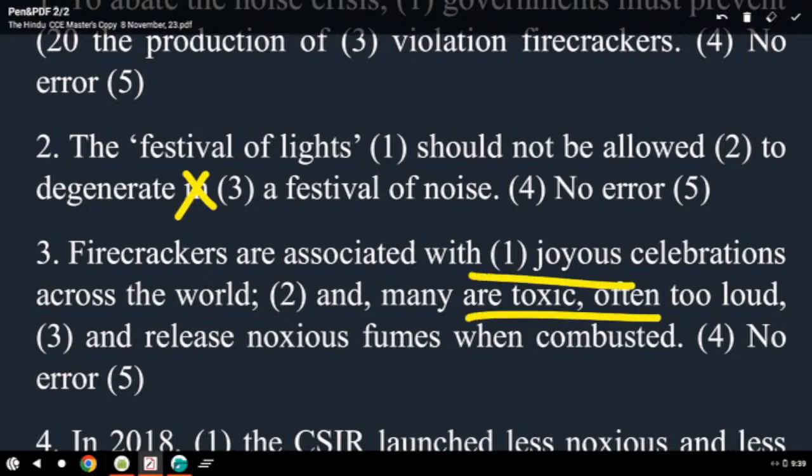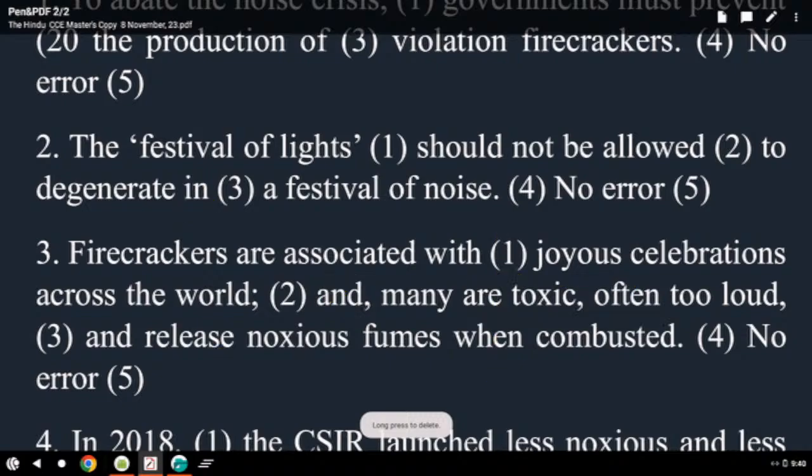That is contrasting information. We are not adding information, we are presenting contrasting information. Then you have to use a contrasting word. Can you use the word and here? What is the contrasting word you are supposed to use? But. They are part of joyous celebrations, but they are harmful. That is the right word. Go to the next one.